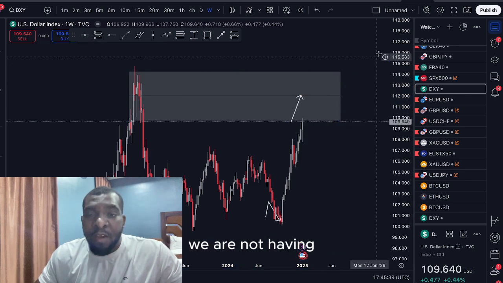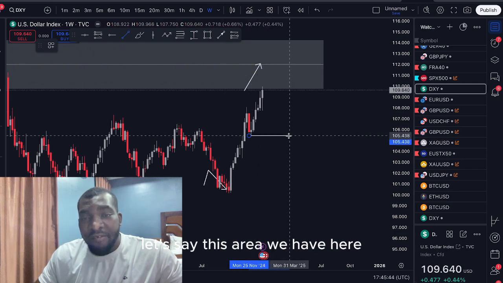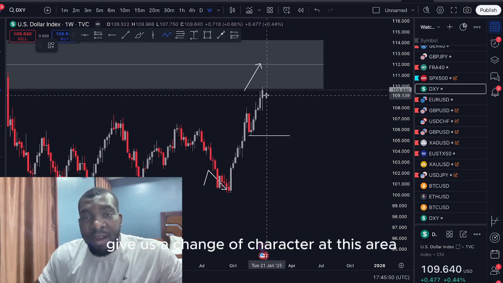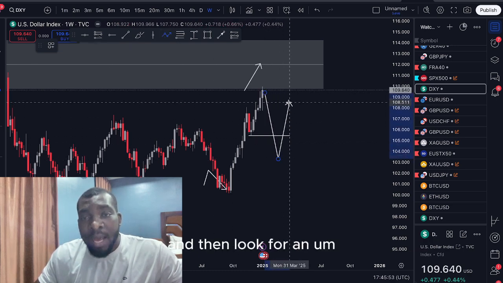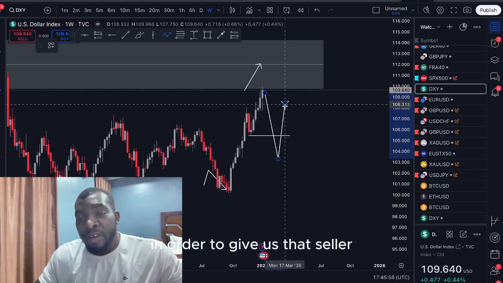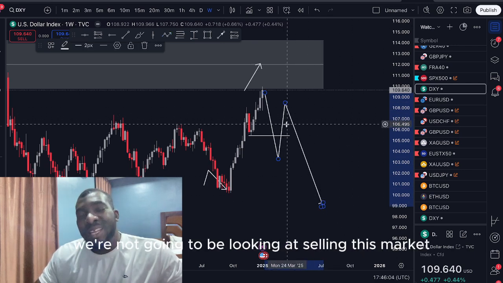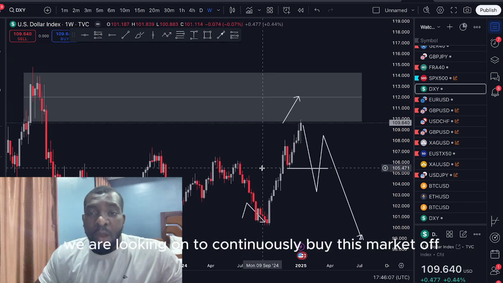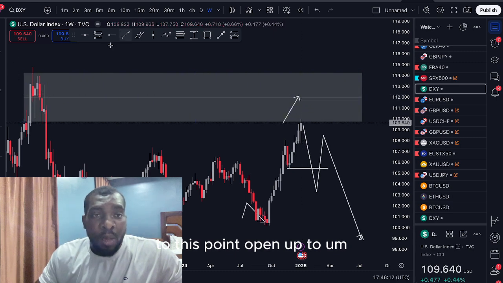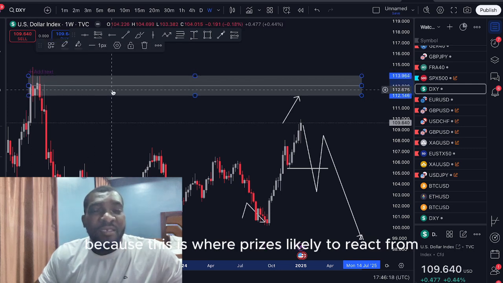As far as we are not having any change of character in this market on this weekly time frame, let's say this area we have here, price has not come down to this area and given us a change of character, and then we look for an order block or imbalance that is going to give us that sell-off. As far as the market has not given us that, we are not going to be looking at selling this market. What we'll be waiting for is to continuously buy this market up to this point, or even up to this indecision candle we have around here, because this is where price is likely to react from.